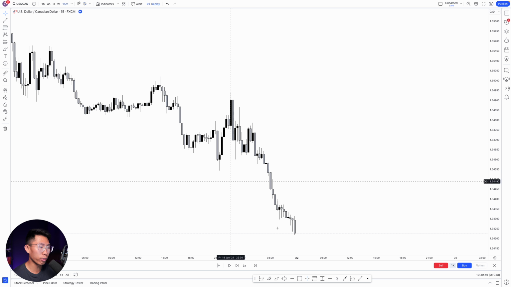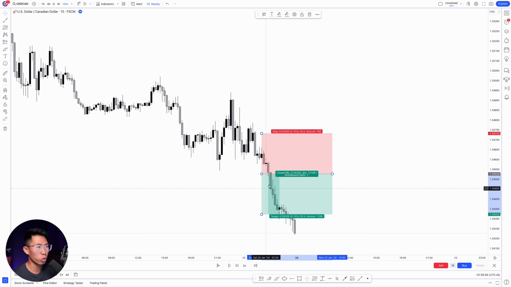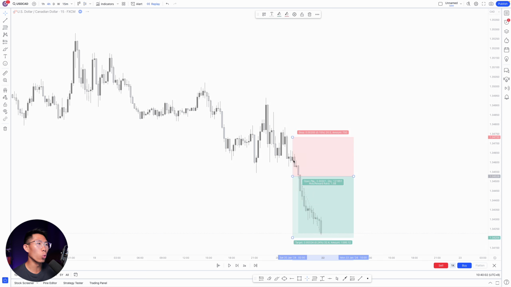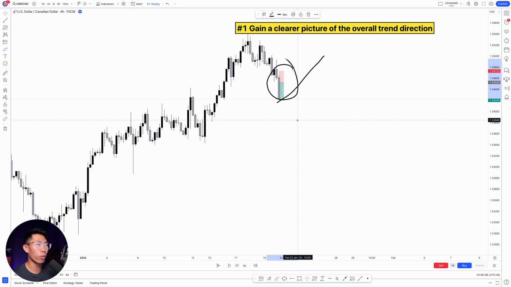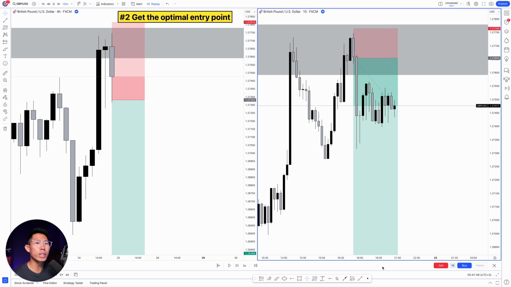For example, let's say you're on a 15-minute time frame and you enter for a sell because you saw that price was in a downtrend. And then you will never ever know when this overall uptrend is going to come into the market and push the price up, and you're going to get stopped out for your short trade right here. So make sure you take note of this. The second reason is that you want to get the optimal entry point.